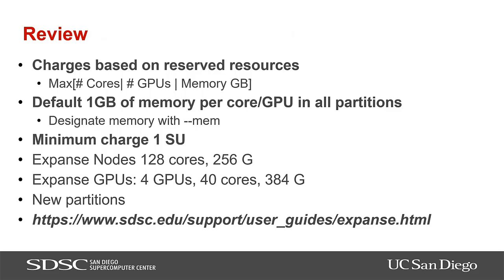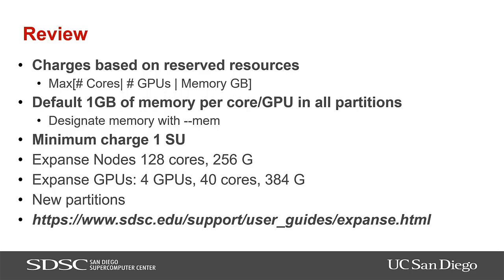So I went really quick, and then I can give some more things, but just in kind of a review, the charges are based on the reserved resources that you request, not how you're going to use it. The default is 1 gigabyte of memory per core and GPU in all partitions. So it's really important that you designate in your scripts the dash dash mem. The minimum charge for any job is 1 SU.